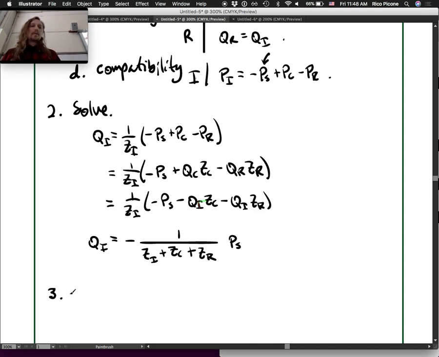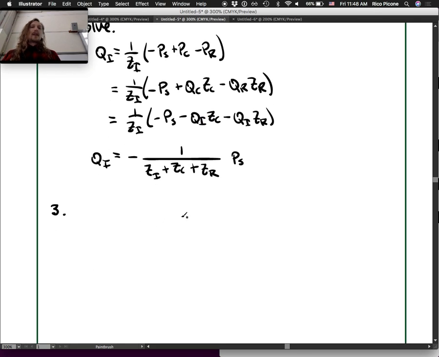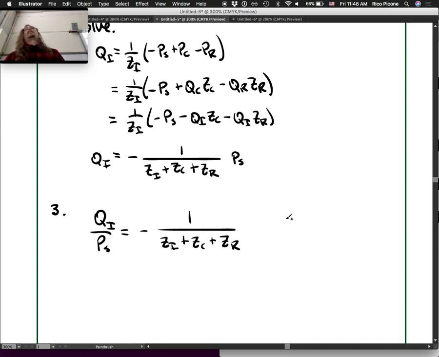So step 3 is to divide both sides by PS, and we get QI over PS, which is equal to -1 over ZI plus ZC plus ZR. Yeah. So, pretty good times. I think it's pretty fun. I think we did it right too.